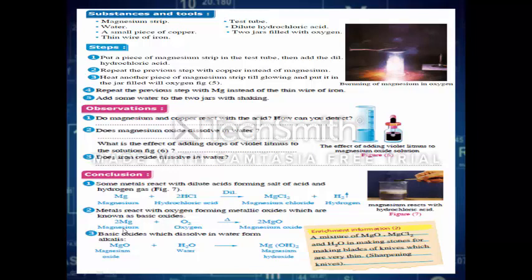Conclusion: some metals such as magnesium and iron react with oxygen, giving metal oxides, which are called basic oxides. Basic oxides are metallic oxides. Some of them dissolve in water, forming alkaline solution. 2Mg plus O2, in presence of heat, gives us 2MgO. MgO plus H2O gives us Mg(OH)2.